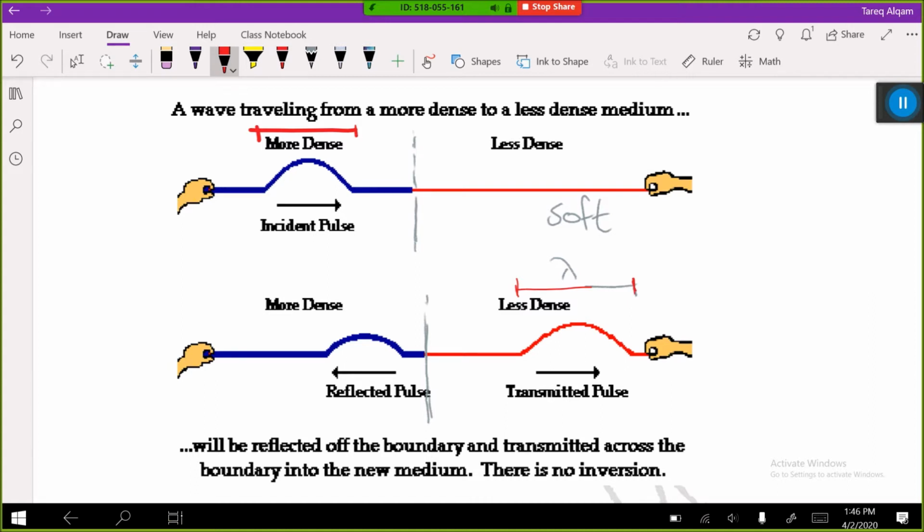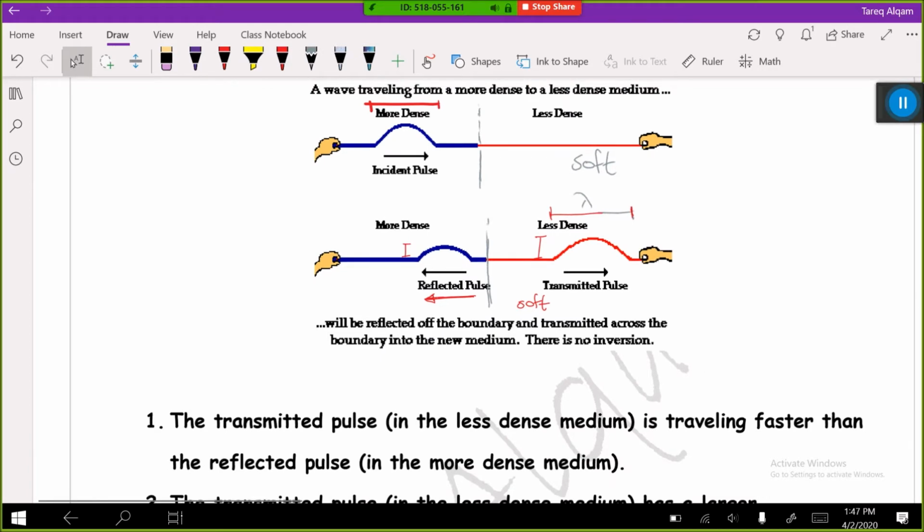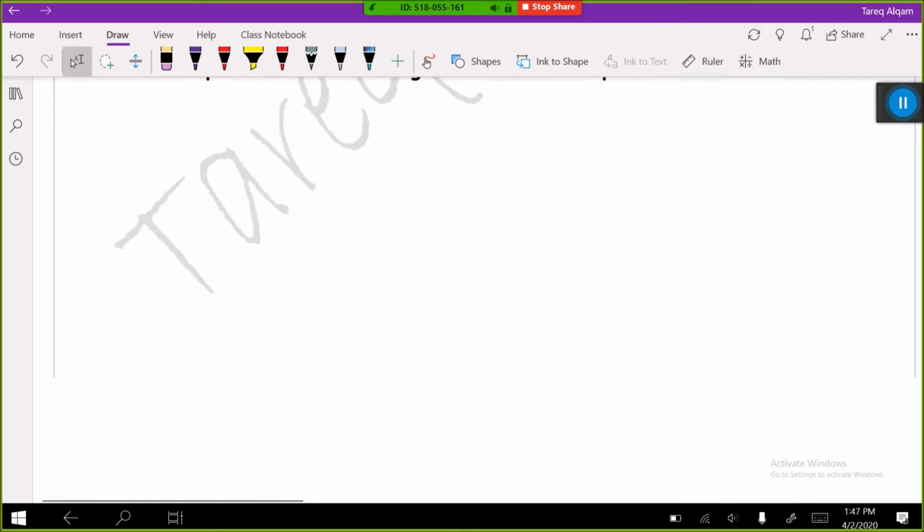Look at the reflected pulse, guys. The reflected pulse had a soft boundary, right? So the reflected pulse is in phase. And the height of the pulse in the less dense medium is more than the height of the pulse in the more dense medium. Guys, this is a base thing for what we will talk about later, standing waves.